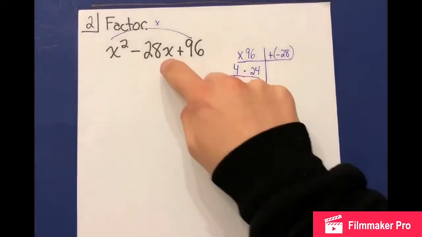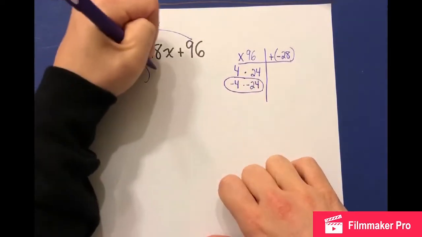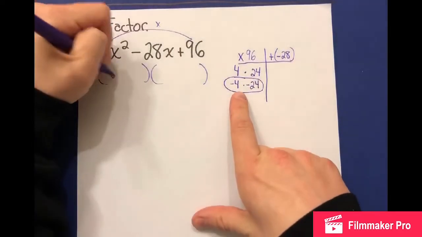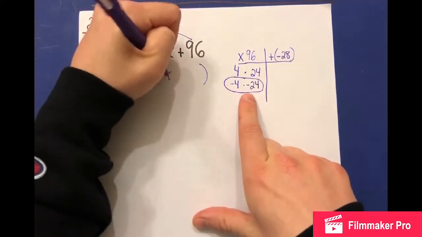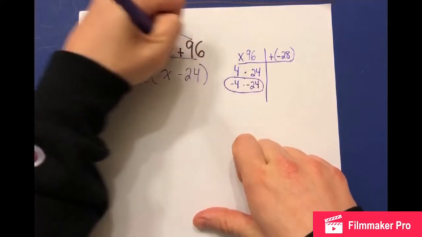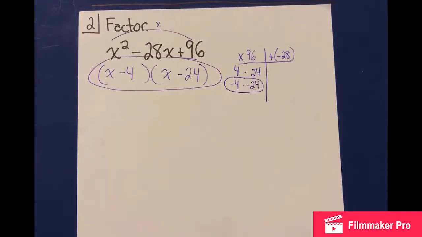So I'm going to work it back over here and factor this. I have x minus 4, x minus 24. And that's me for number 2.